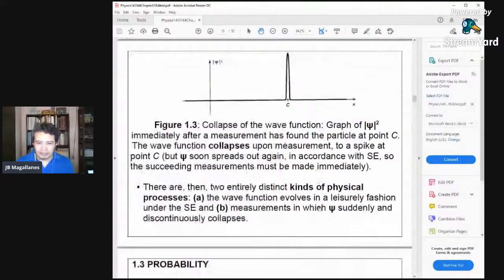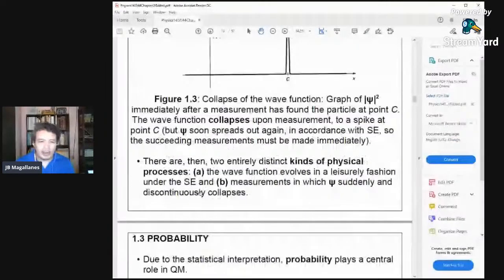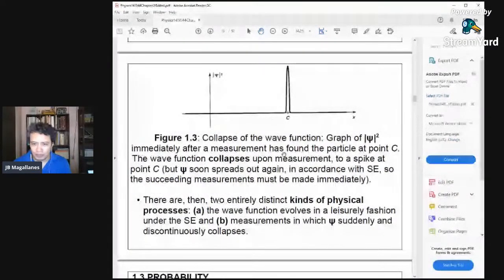So there are entirely two distinct kinds of physical processes. One is that the wave function evolves in a leisurely fashion under the Schrödinger equation, and the other is measurement, in which psi suddenly, discontinuously collapses. This one is a collapse of the wave function.